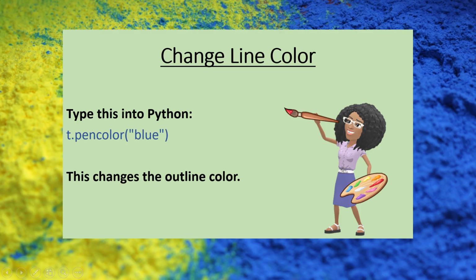Change line color. Type this code into Python. This changes the outline color. You can pause the video again while you type.